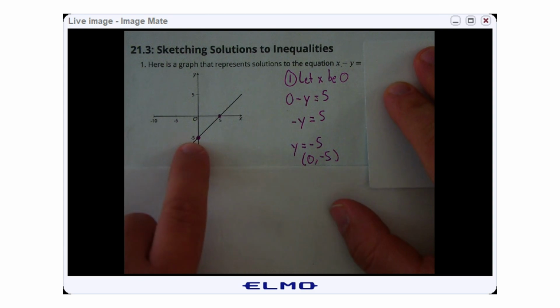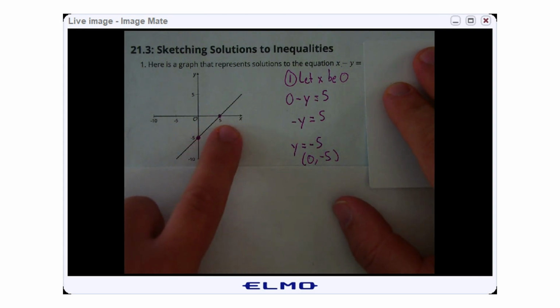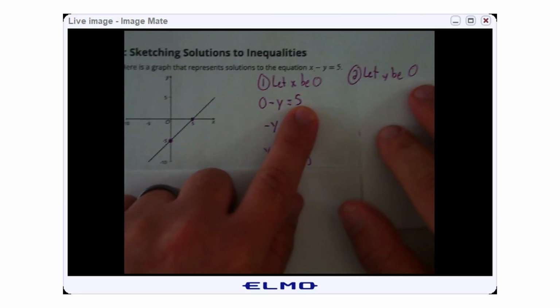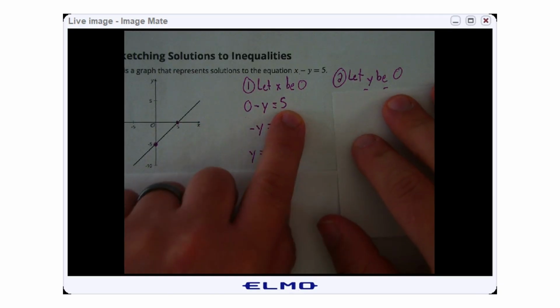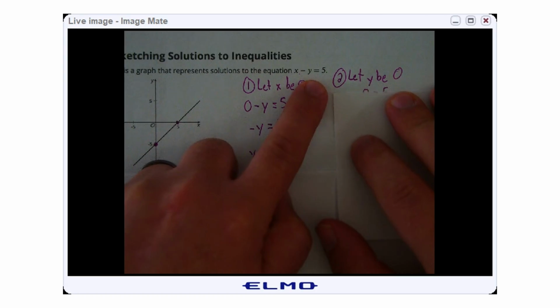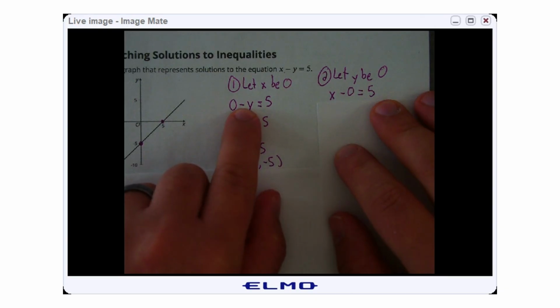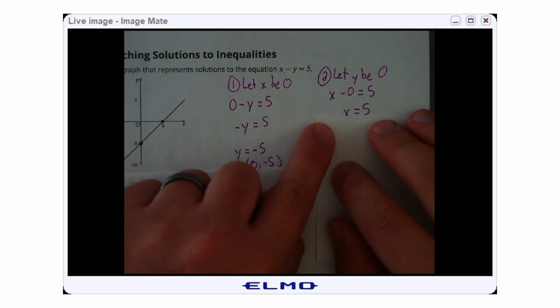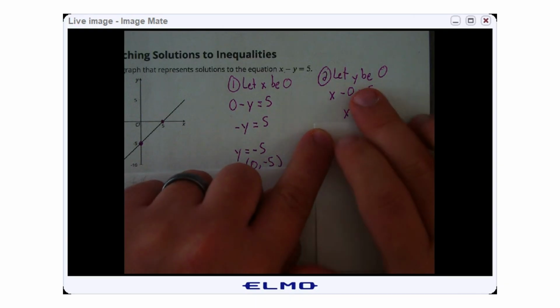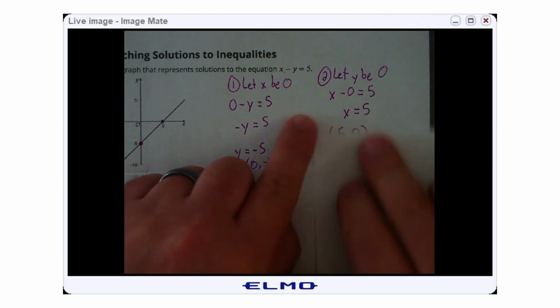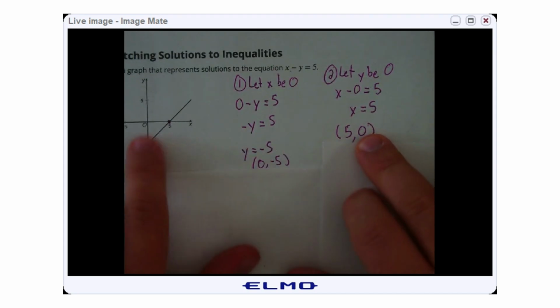That's this point right here, okay? We're going to do the same thing to get this other point here, this 5, 0, but instead of letting x be 0, we're going to let y be 0. So if we let y be 0, we would put 0 in for this value of y, and it would look something like this: x minus 0 equals 5. If we do the same thing we did here and just get rid of the 0, we have the fact that x is 5. So when y is 0, x is 5. So we could graph the point 5, 0, and that's that point right there.